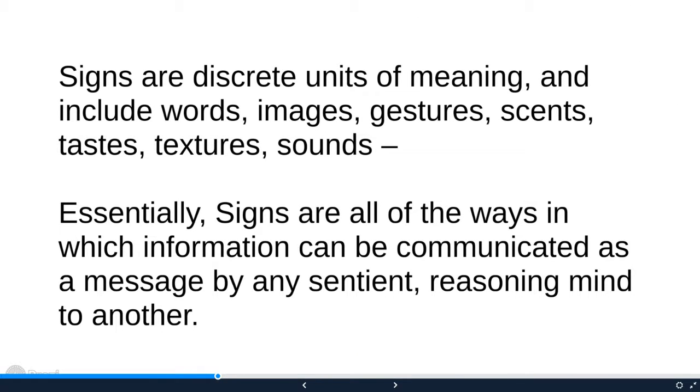Signs, then, are discrete units of meaning, little bits of meaning. And it can include words, gestures, scents, taste, sounds, anything can be a sign. Essentially, signs are all of the ways in which information can be communicated as a message by any living, breathing organism to another.